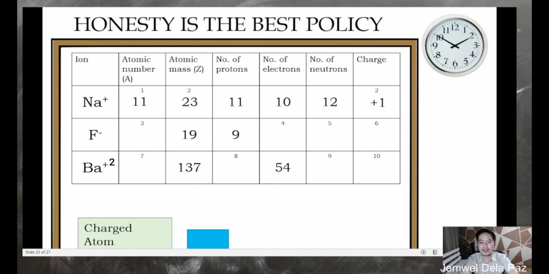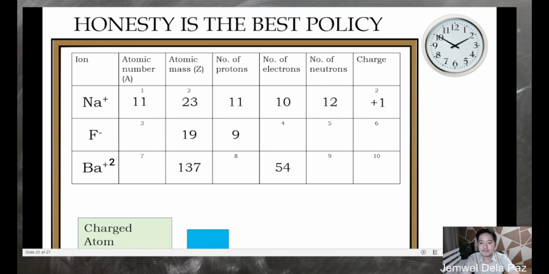I hope you now have a clear picture of how to determine or calculate the number of subatomic particles in an ion or charged atom. Let us proceed. This second example is fluoride ion. There's also another way of naming ions, and that will be discussed to you when you go to your next grade level.